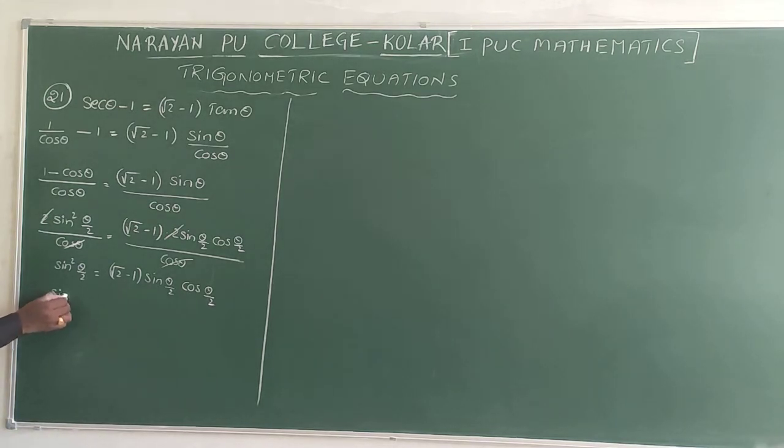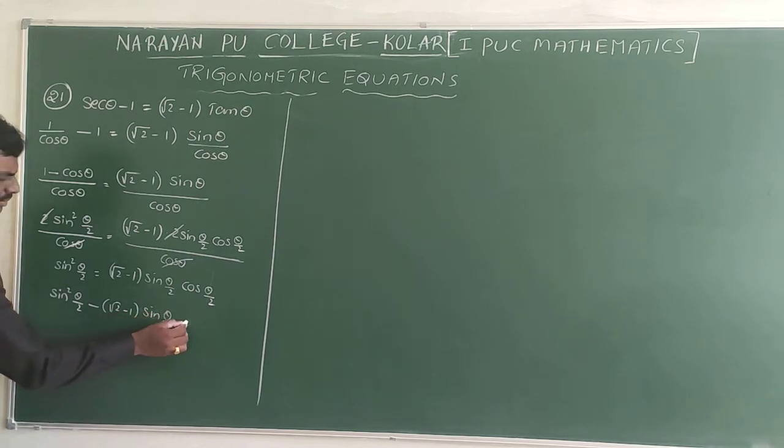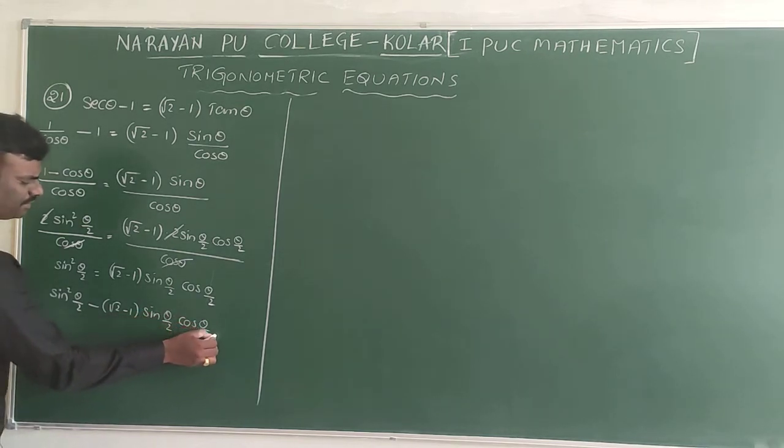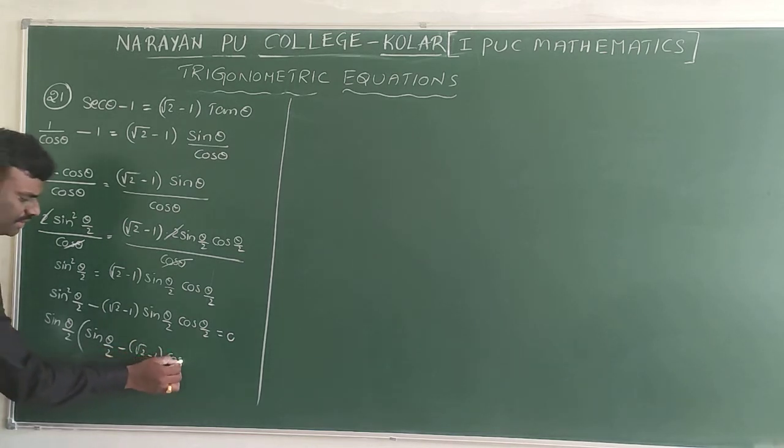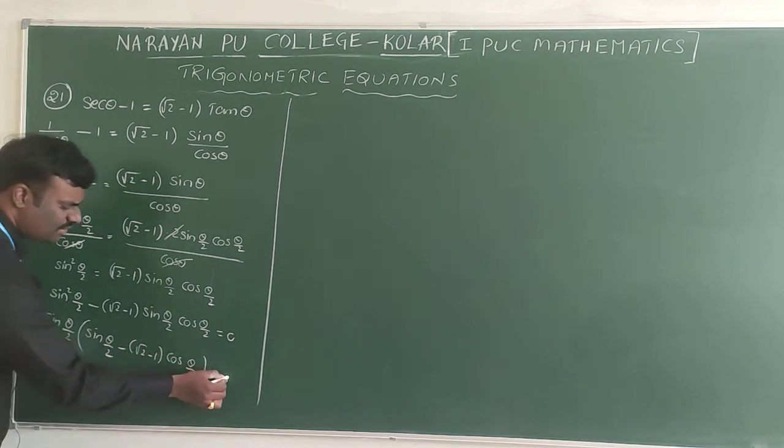sine square theta by 2, this plus term comes to this side and becomes minus root 2 minus 1 sine theta by 2 cos theta by 2 is equal to 0. In this, I am taking sine theta by 2 common. What is remaining? One more sine theta by 2 will get, minus root 2 minus 1 into cos theta by 2 is equal to 0.